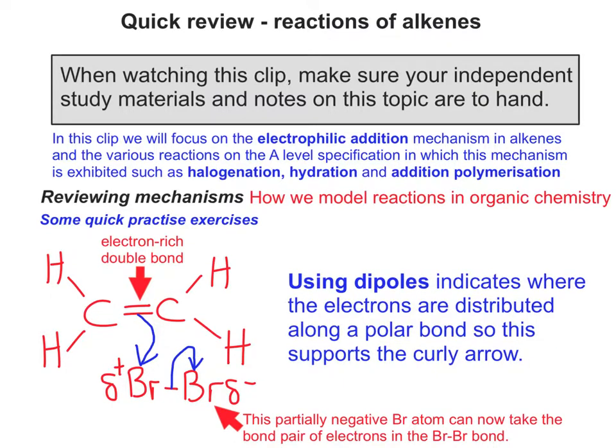Using dipoles indicates where the electrons are distributed along a polar bond. In other words, if it's a delta negative end, the electrons are slightly more distributed towards that end or that atom in the bond. So what this does is it supports the position and the placement of the curly arrow.